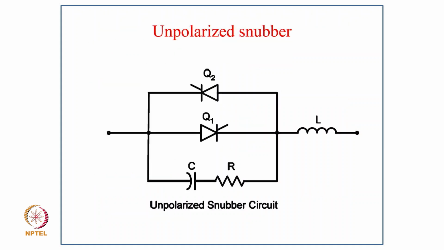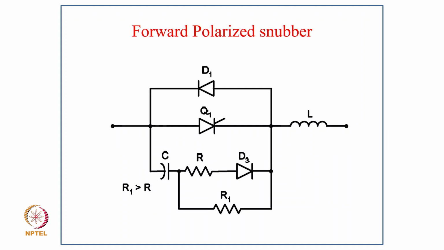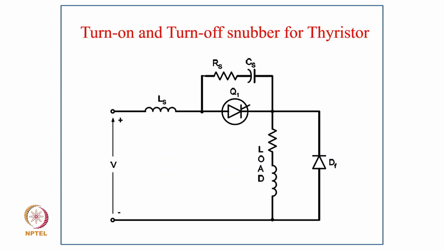A typical example of an unpolarized snubber is a simple series RC circuit across back-to-back thyristors, and of course there is a small inductor for limiting the current. It is an unpolarized snubber in the sense that the voltage can be applied with any polarity across it. Then this is a typical forward polarized snubber, because of the diode added here, it can charge the capacitor only in one direction. Because R1 is much larger than R, that makes it a forward polarized snubber.